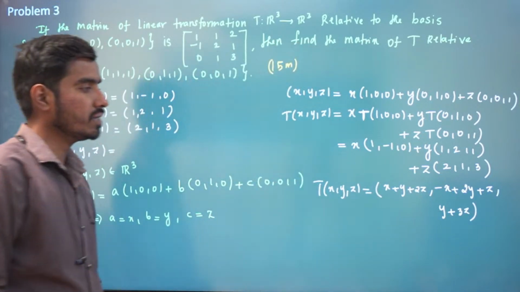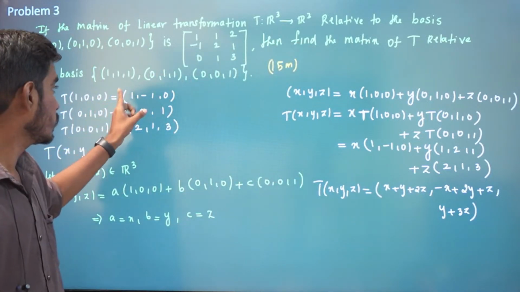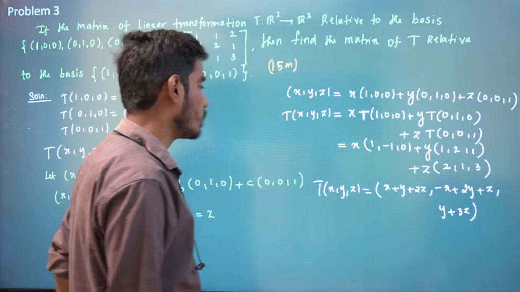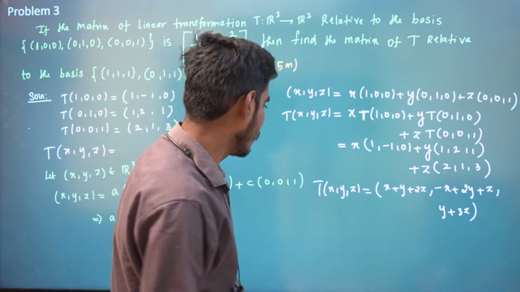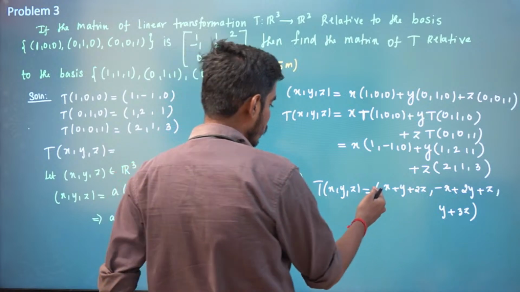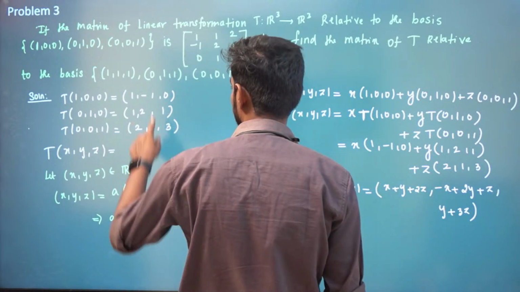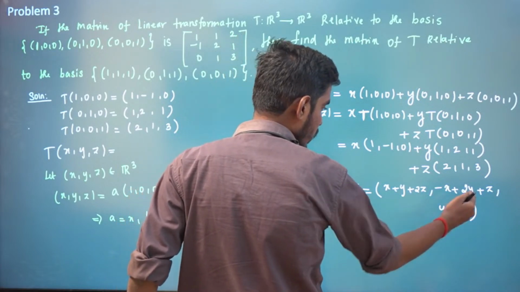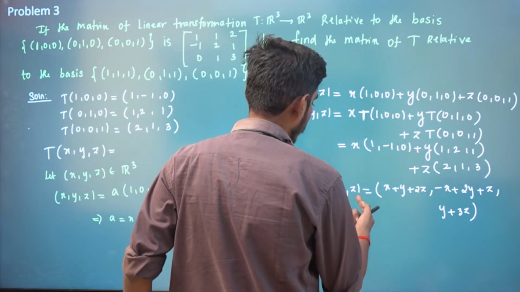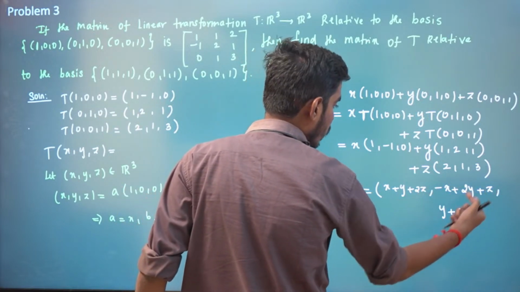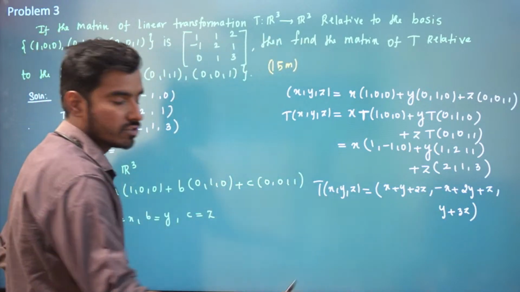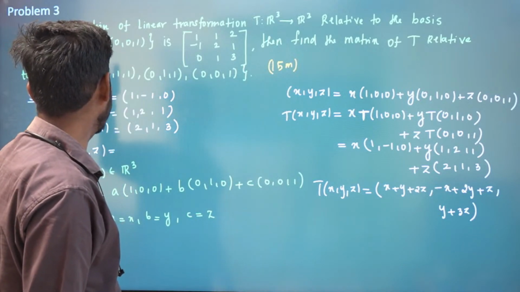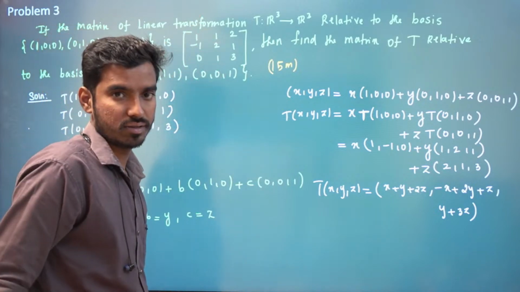This is the linear map that takes (1, 0, 0) to (1, -1, 0), (0, 1, 0) to (1, 2, 1), and (0, 0, 1) to (2, 1, 3). Can you verify this? You just put (1, 0, 0). What will you have? It is (1, -1, 0). Yes, we have got it. If you put T of (0, 1, 0), you put y equal to 1, (1, 2, 1). Yes, we have got (1, 2, 1). If you put z equal to 1, you will have (2, 1, 3). Yes, we have got (2, 1, 3). This is the required linear map that takes (1, 0, 0), (0, 1, 0), (0, 0, 1) to these vectors, this matrix.